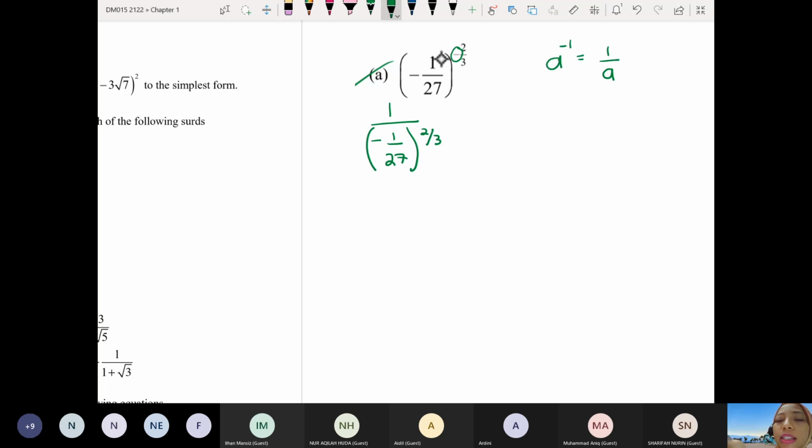Apa yang cikgu buat adalah negatif ini, I buat dia menggunakan jadi 1 over. So the whole thing 1 over A to the power of, I ambil sahaja power dia because we know A to the negative 2 over 3 adalah 1 over A 2 over 3. Okay, so kita look at the denominator. We focus on the denominator. How are we going to solve this?